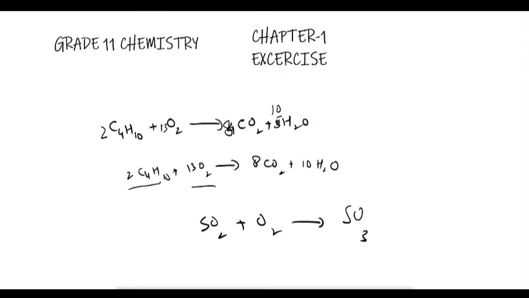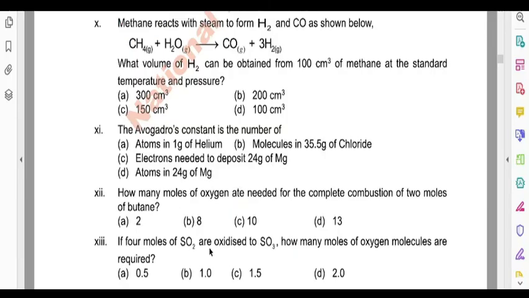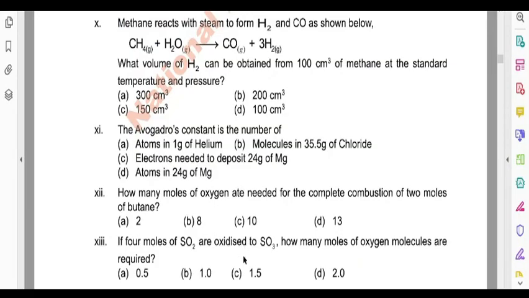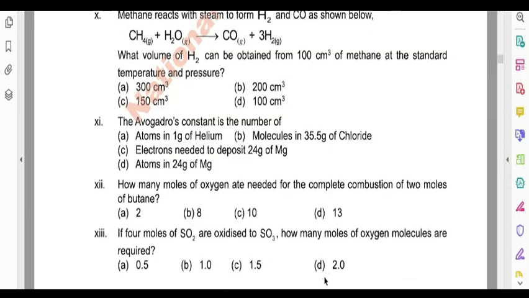If you write 2 here, then 2 here. So this is 6 oxygens here, 6 oxygens here, 2 sulfur and 2 sulfur. And the question is, if 4 moles of sulfur dioxide are oxidized to sulfur trioxide, how many moles of oxygen molecules are required? So for 2 moles, we need 1 mole. So for 4 moles, we would need 2 moles of oxygen, and we have 2 here. So the correct option is D.